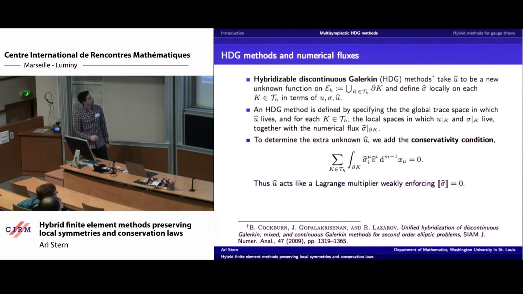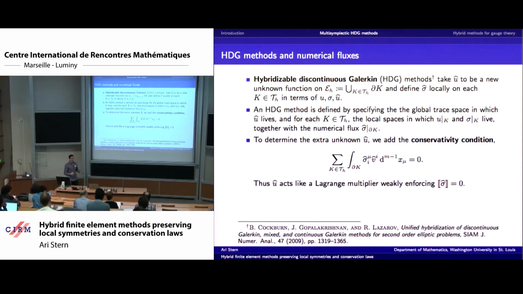And in order to determine this, we've got an extra unknown, so we need an extra equation, and the extra equation is this one, namely that this sigma hat has to basically at least weakly be single valued on interfaces between elements. So if this k comes up with its sigma hat and this k comes up with its sigma hat, then at least in a weak sense, those have to agree. So this is again looking a little bit like the hybrid approach where I can think of u hat, which is this approximate trace of u, as acting like a Lagrange multiplier.